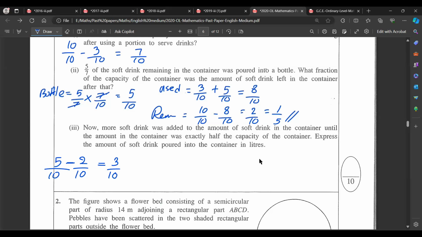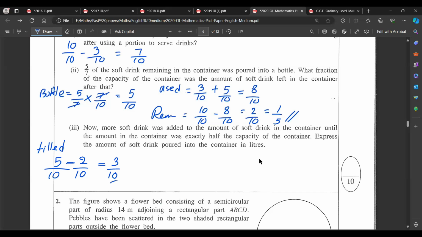Yes. Now you are filled 3 out of 10. Because until half is 5 over 10. Until 5 over 10, from 2 over 10. Now it is remaining 2 over 10 now. You have to fill until 5 over 10, until half. That means 3 out of 10 you are filled.